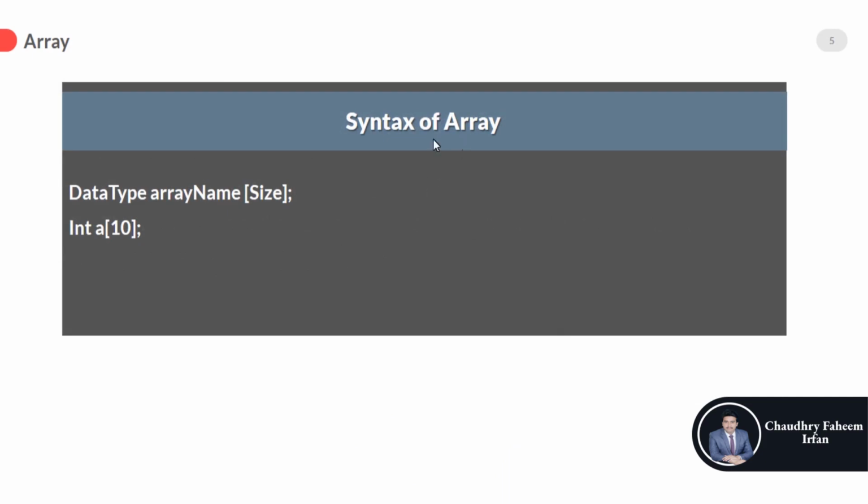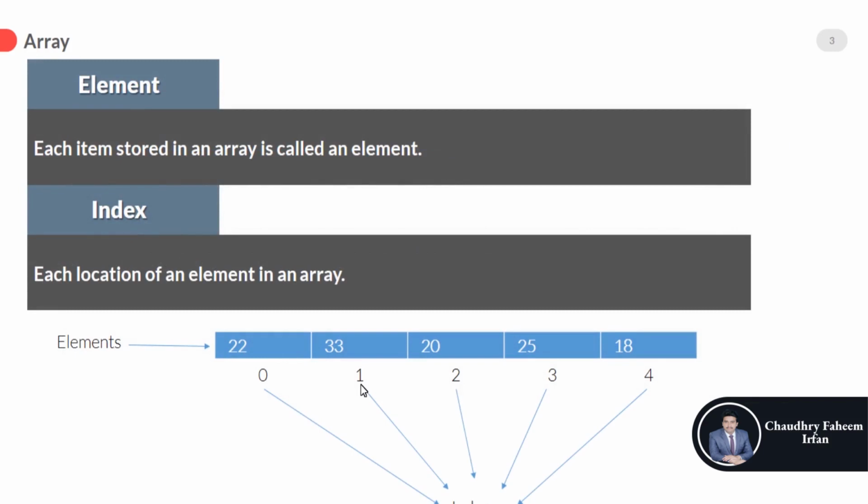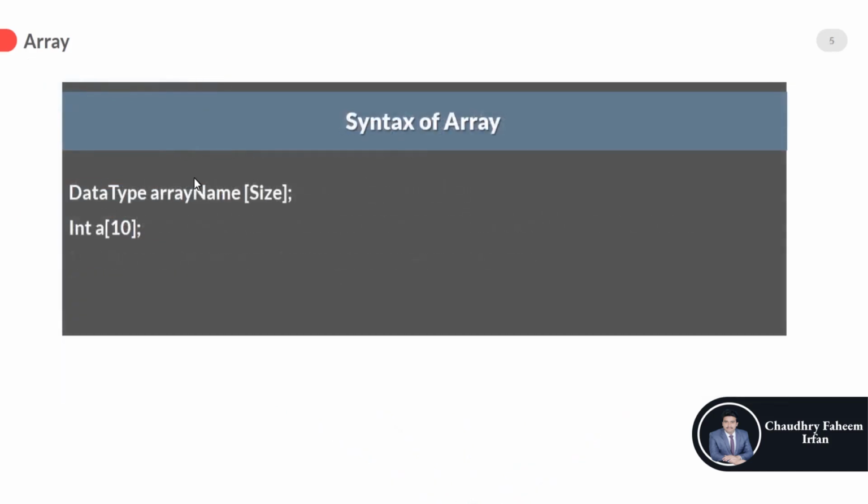Here is the syntax of an array. Data type, maybe integer, float or double. Array name according to your problem or data. And here is the size of the array. Size means the number of elements that you are going to store. And here is the declaration. int A[10]: A is the name, integer is the data type, and the size of the array is 10. We are going to store 10 elements into the array.